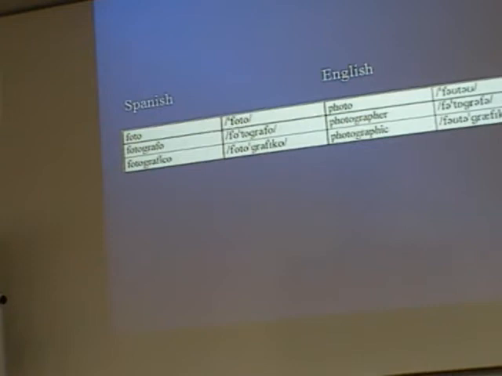In both languages, we find an alternation of stress in words such as foto, fotógrafo, fotográfico, and photo, photographer, photographic. It's the same word in Spanish and in English. Spanish, you notice, maintains the vowel quality in unstressed syllables, while English reduces the vowel, usually to schwa.